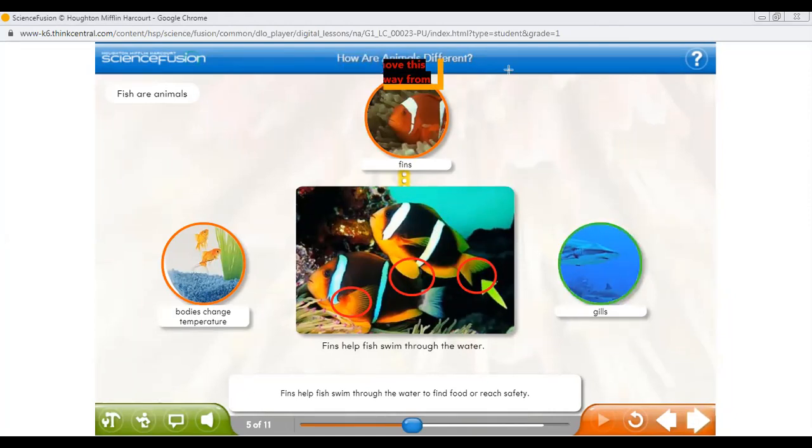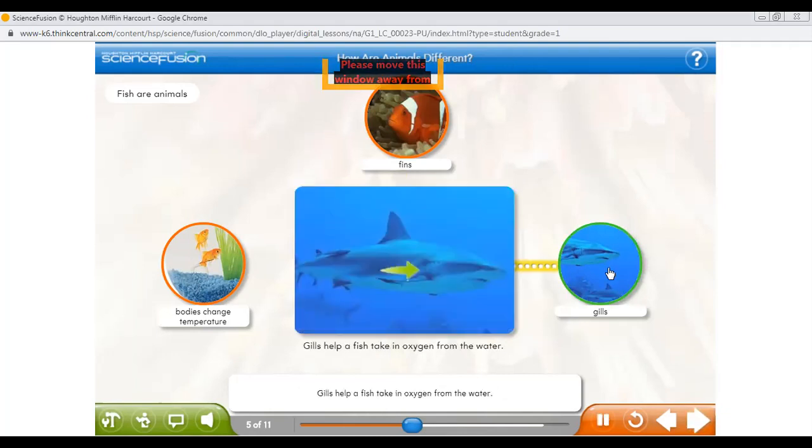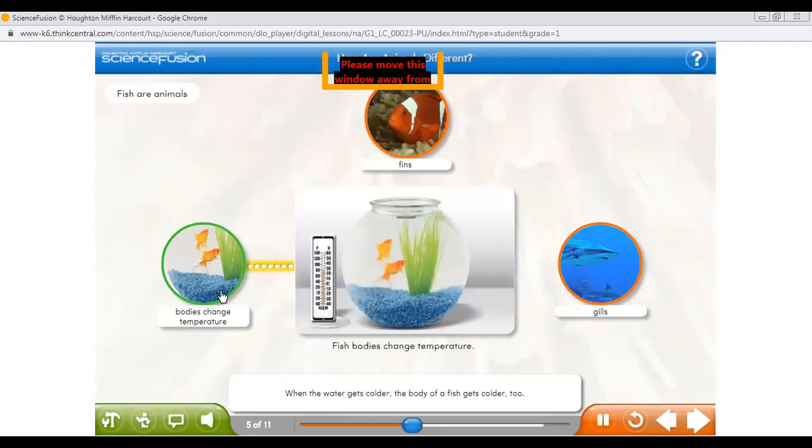Let's see one more feature of a fish. Gills help a fish take in oxygen from the water. So you have seen about the fin, that fishes have fins so that they can swim in water, and now they have gills. You have studied about the gills, that it is on the side of the fish and it helps them to breathe. When the water gets colder, the body of a fish gets colder too.